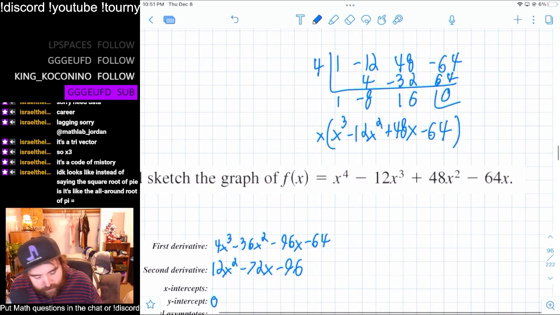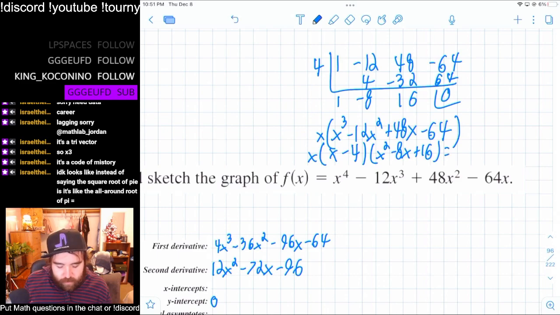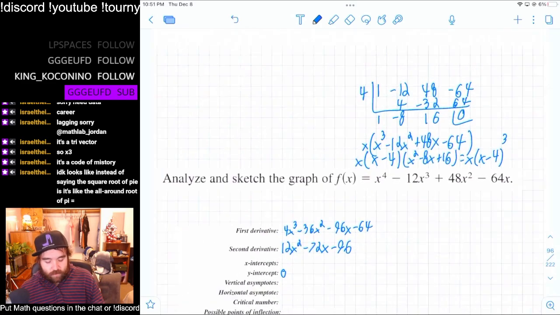So see, we're working on factoring it. Now we factored out an x minus 4, and we're left with x squared minus 8x plus 16. And right, so now we keep factoring because x squared minus 8x plus 16 is x minus 4 squared. So what we have is x times x minus 4 cubed.